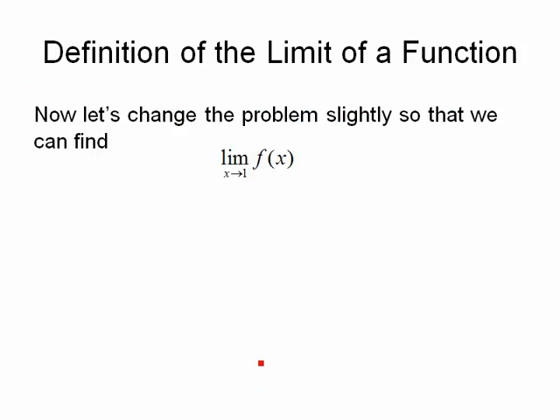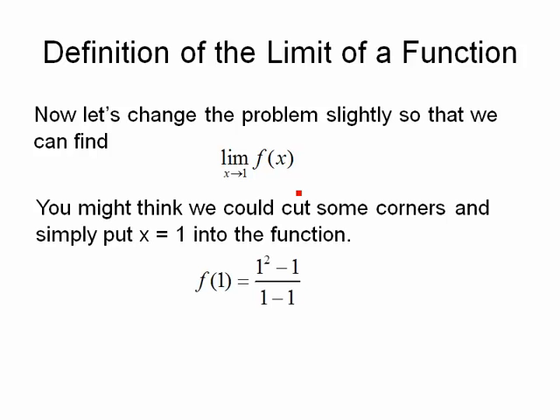So now let's change the problem slightly so that we can find the limit as x approaches 1 of f of x. What's that limit? You might think we could cut some corners and just put x equal to 1 in the function, because remember, the two one-sided limits last time were the same as when we just plugged in 0. But we do run into a bit of a problem here.